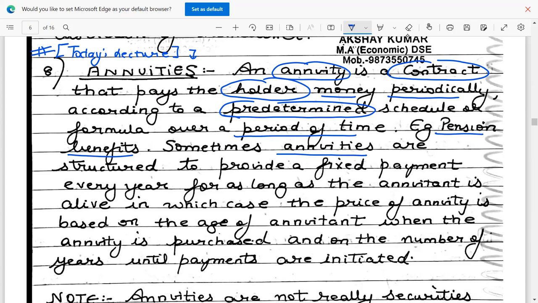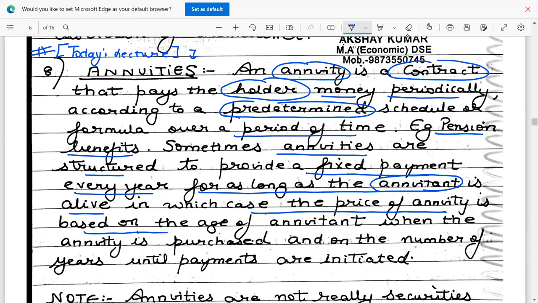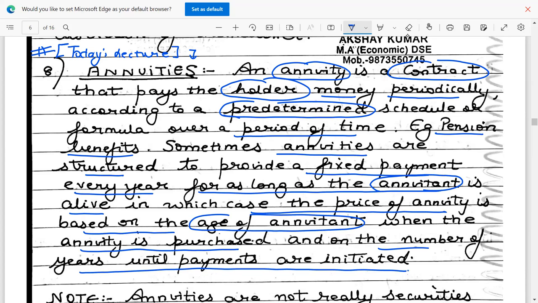Sometimes annuities are structured to provide a fixed payment every year for as long as the annuitant is alive. Remember, the annuitant is the person who is enjoying the annuity payments. In which case, the price of the annuity is based on the age of the annuitant when the annuity is purchased, and on the number of years until the payments are initiated. So there are several annuities where the fixed amount to be paid every year depends upon the age of the annuitant, and it also depends upon the number of years until the payments are initiated. You also calculate the number of years the annuitant is expected to live on an average.